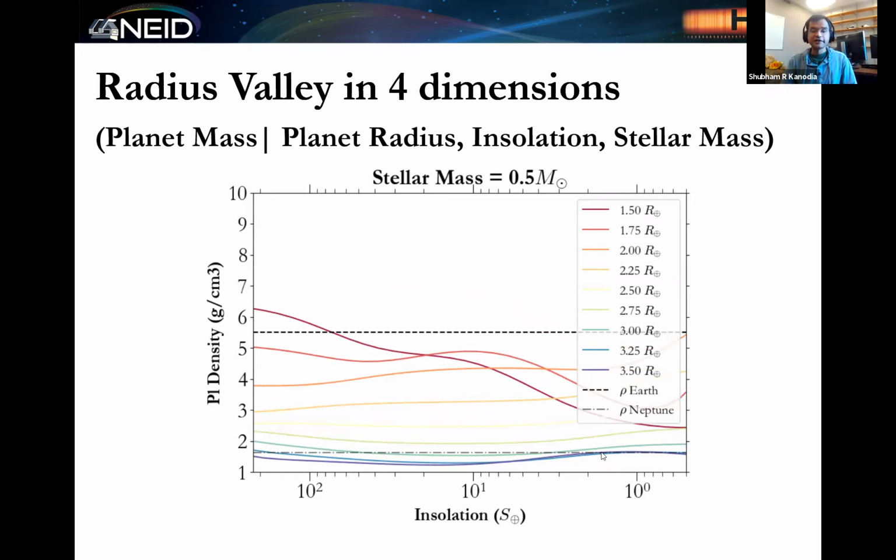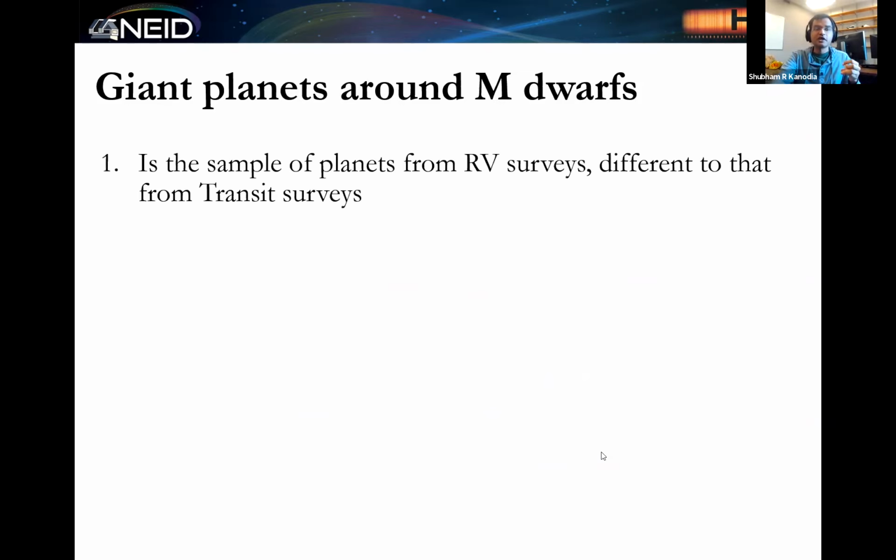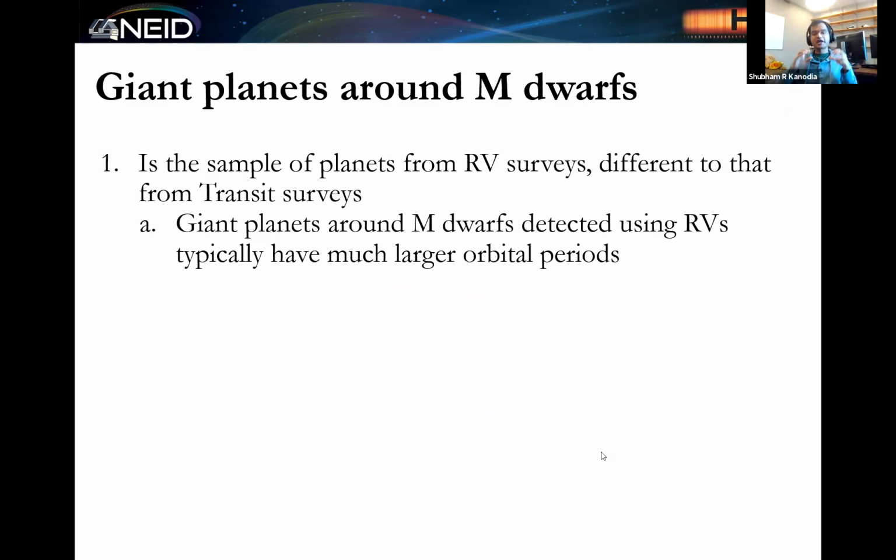So that's what I would like to work on as far as the radius valley science goal is concerned. The other thing I'm interested in, and I alluded to this a few slides past, is giant planets around M dwarfs. So there are very few giant planets around M dwarfs. But what we are seeing is that the giant planet sample from radial velocity surveys seems to be different from that around transiting surveys. Now, the question over here is, are these actually two different populations?